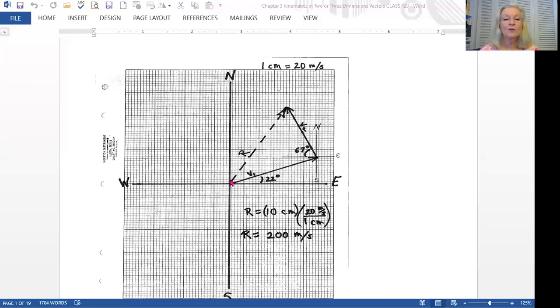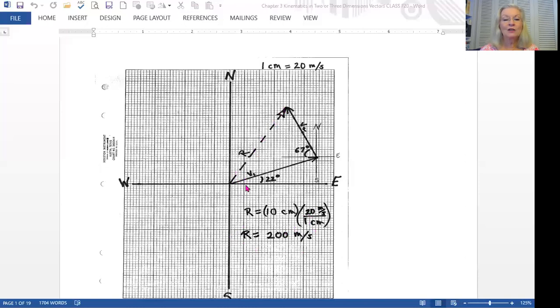You go from the origin to its little tip, and when I did, I measured it to be 10 centimeters long. If I want to convert that to meters per second, I write down that R is equal to 10 centimeters. And now you'll notice my conversion factor looks different than before because it's centimeters we want to get rid of. Centimeters go in the denominator. We want to be left with meters per second. They're up in the numerator. So now I have 10 times 20 to give you 200. Divided by 1 is just 200. And the units are meters per second. So this resultant is 200 meters per second.